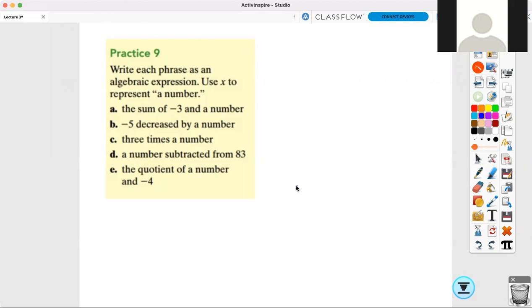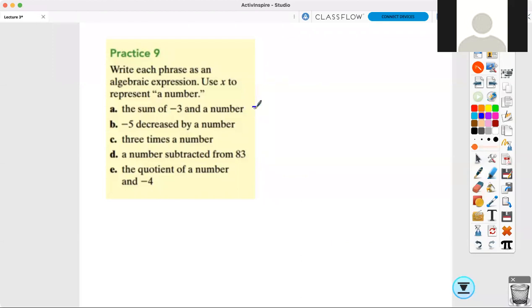All right, let's look at A. A is the sum of -3 and a number. So how would you write that? I got x plus 3. Okay. Now be careful with the digit. You said x plus 3, but what is the sum? What are you really finding the sum of? -3.